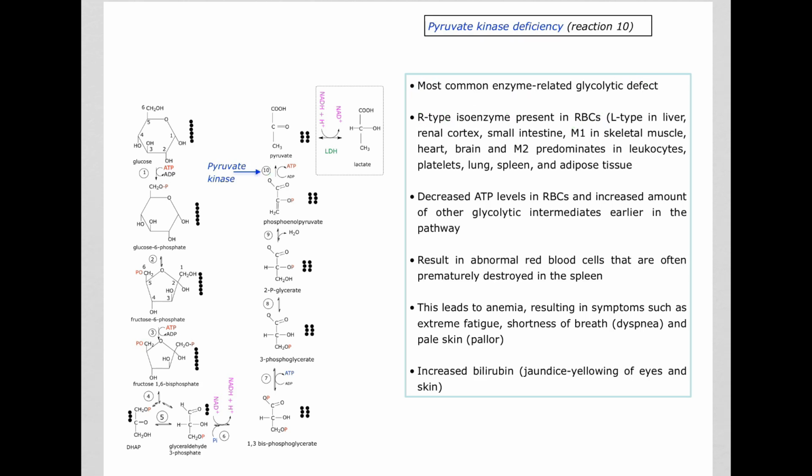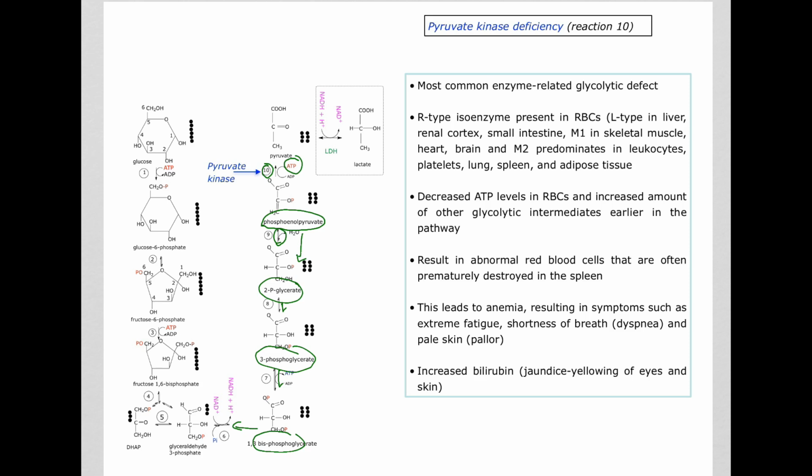So without this enzyme that catalyzes reaction 10, not only is that going to affect ATP generation, but it's going to lead to the accumulation of phosphoenolpyruvate. But if you see, the reaction before that is reversible, so that can lead to the accumulation of 2-phosphoglycerate. And again, the reaction before that is reversible, so that can lead to accumulation of this, and so on. It can lead to an accumulation of this and the other intermediates.